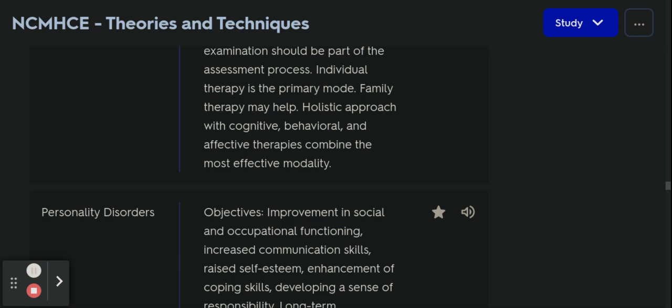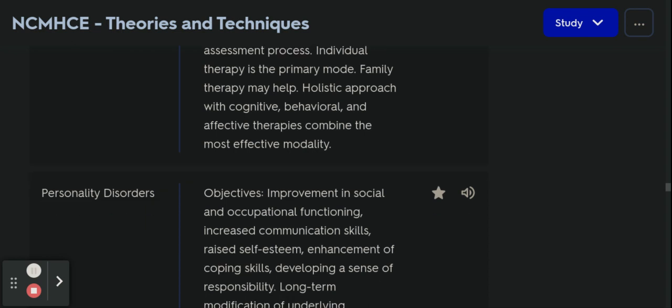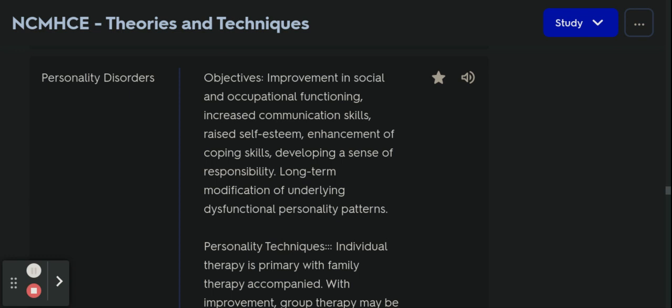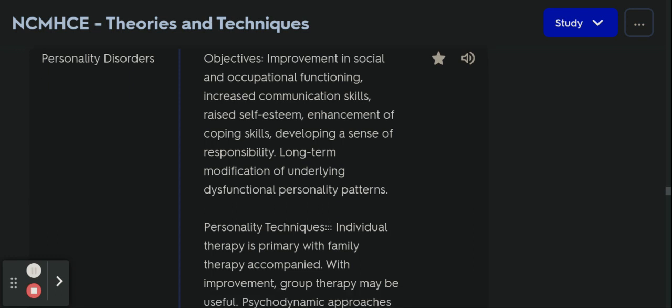Personality disorders. Objectives: improvement in social and occupational functioning, increased communication skills, raised self-esteem, enhancement of coping skills, developing a sense of responsibility, long-term modification of underlying dysfunctional personality patterns. Personality techniques: individual therapy is primary, with family therapy accompanying improvement. Group therapy may be helpful.